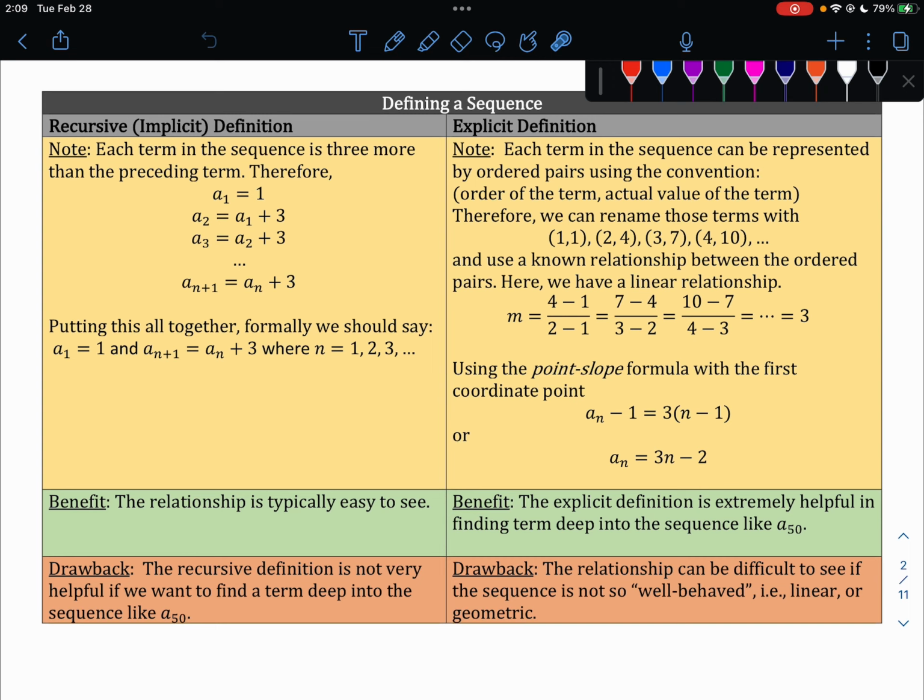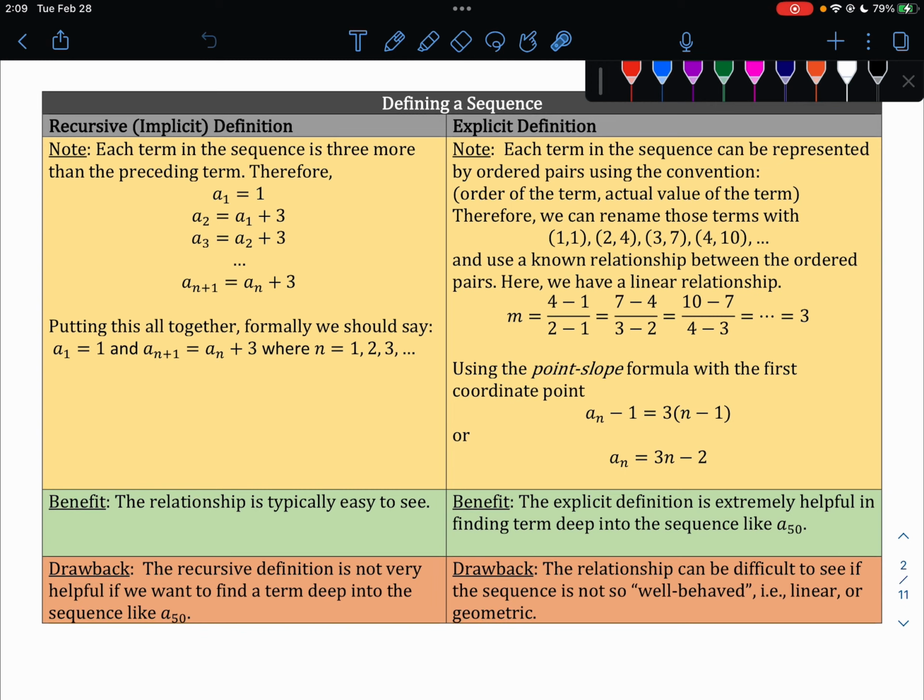So recursive means each term in the sequence is 3 more than the preceding term. So it's defined according to the previous term. So this would be called the next term, a sub n plus 1 equals a sub n plus 3. This would be our implicit formula right here.